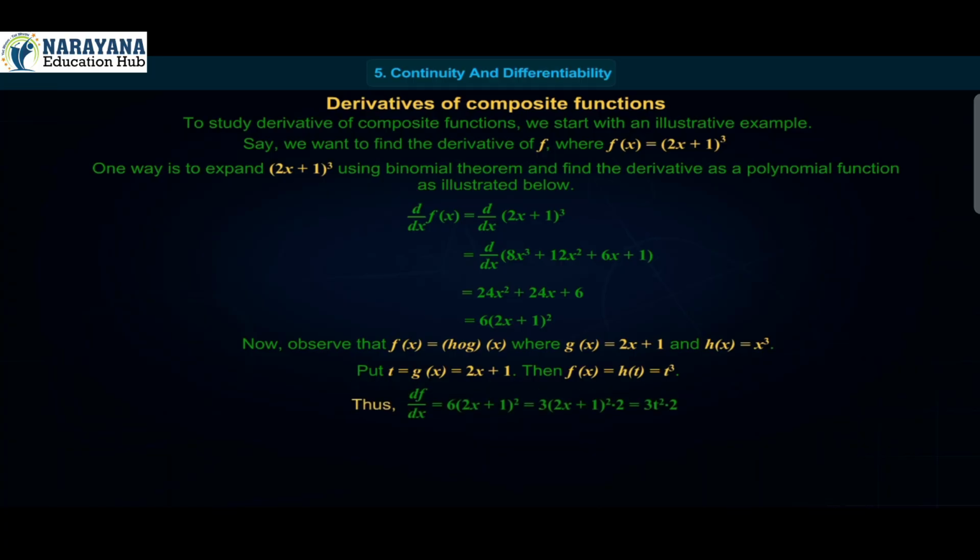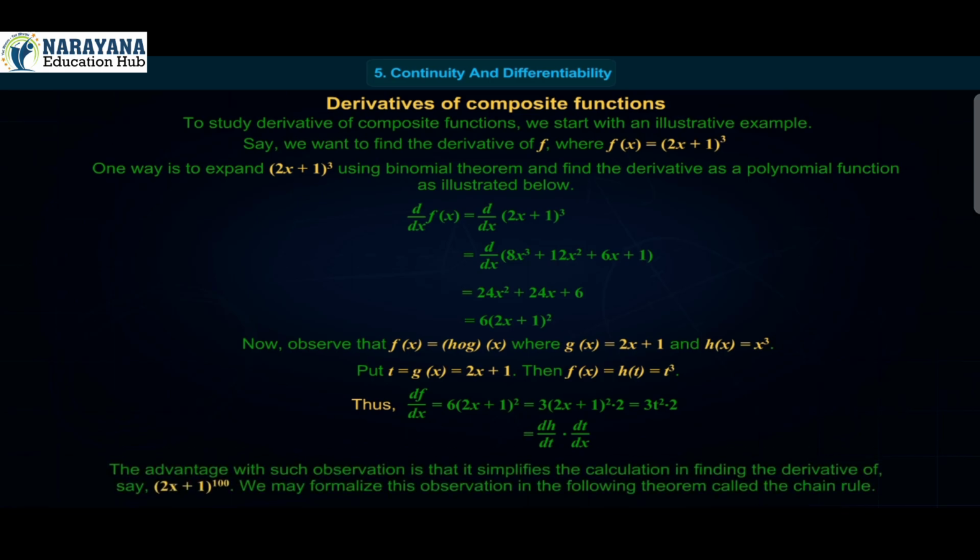Thus, df/dx is equal to 6(2x+1)^2, which is equal to 3(2x+1)^2 into 2, which is equal to 3t^2 into 2, which is equal to dh/dt into dt/dx. The advantage with such an observation is that it simplifies the calculation in finding the derivative of, say, (2x+1) raised to 100. We may formalize this observation in the following theorem called the chain rule.